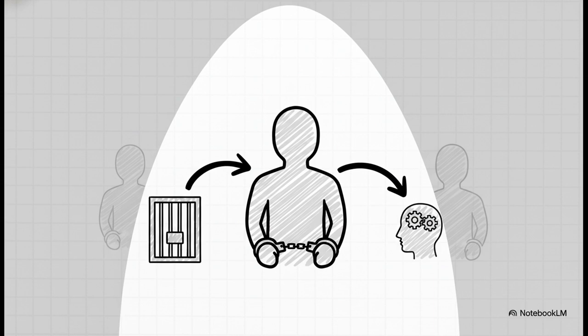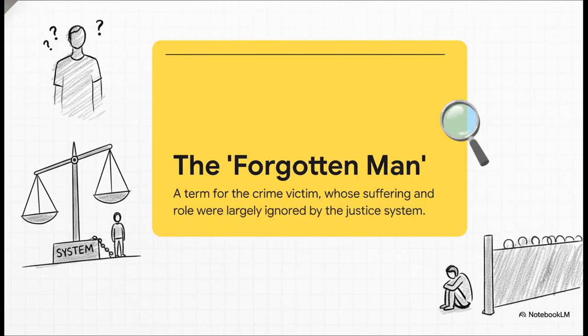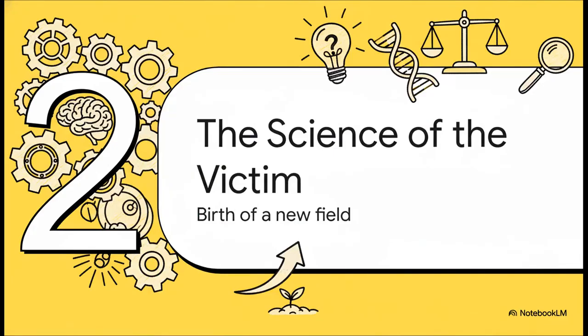And the victim? Well, they were often just treated like another piece of evidence. Their personal suffering, their needs, almost totally ignored. And this is where that powerful label comes from, the forgotten man. It's such a perfect phrase, right? It describes someone who absolutely should have been at the center of the story, but instead they got pushed to the sidelines. Their trauma, their loss, just unaddressed by the very system that was supposed to deliver justice. But of course, that was all about to change.